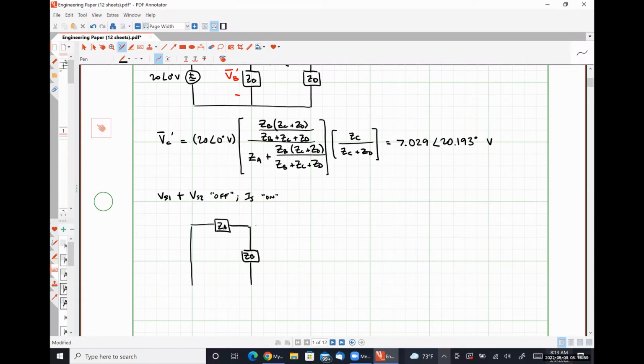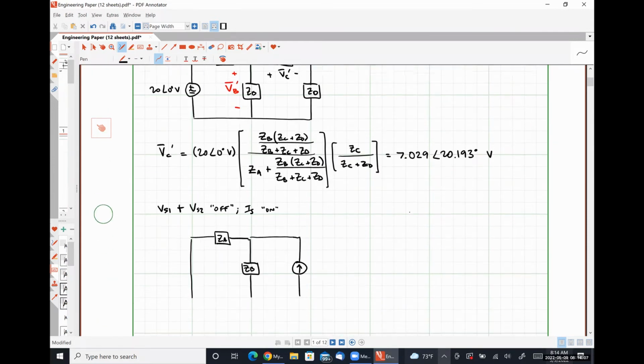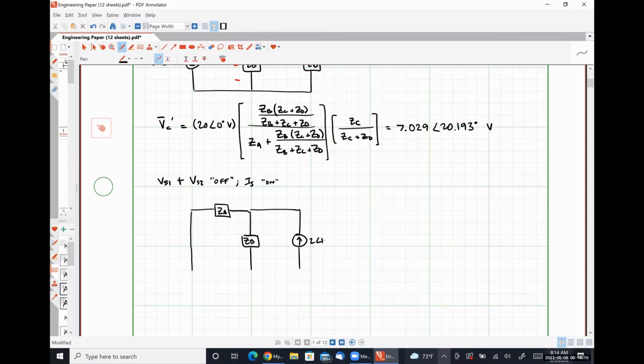ZB. Here's our current source, which was 2 angle 10. Here's ZC. And over here is ZD. And again, we were looking for this quantity VC, and I'm going to call it VC double prime since this is our second iteration of superposition.